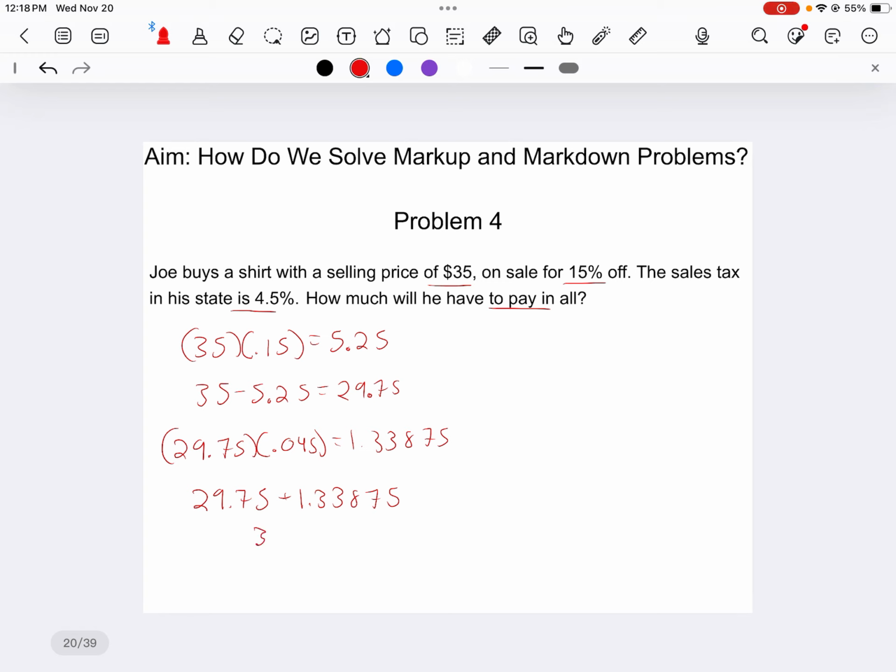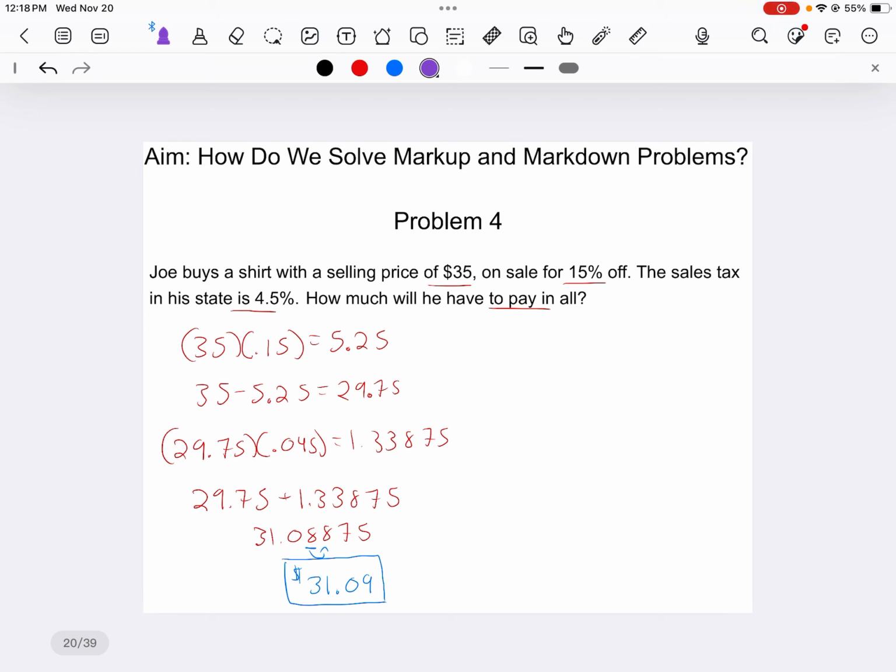That gives us 31.08875. And since it's money, I'm going to round to make it look like money. So after this first 8 is an 8. So we're going to round that up to 31.09. So that means that Joe would pay $31.09.